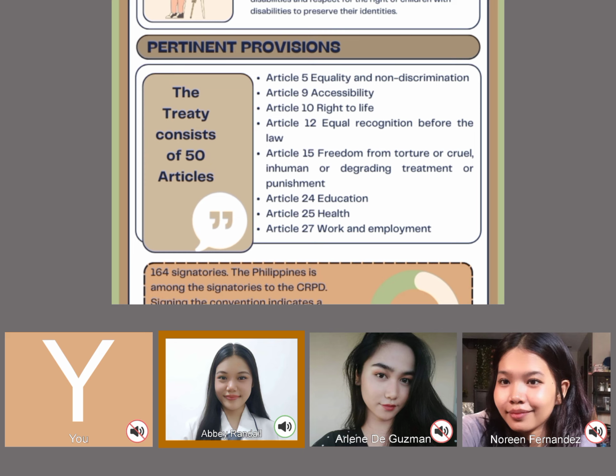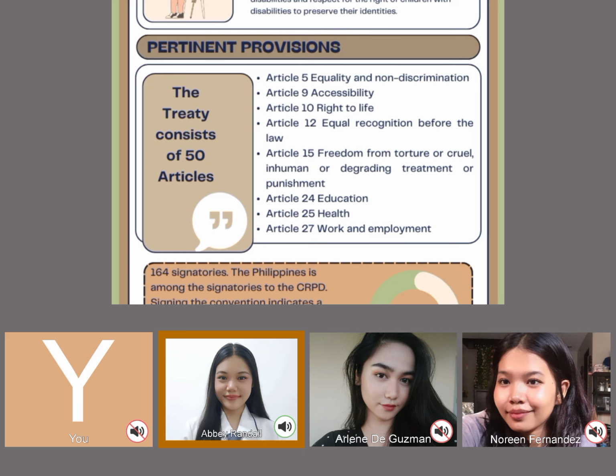The last pertinent provision is Article 27, Work and Employment. States must ensure that persons with disabilities, or PWDs, have equal opportunities in the workplace, including protection against discrimination and access to vocational guidance, training, and placement services.